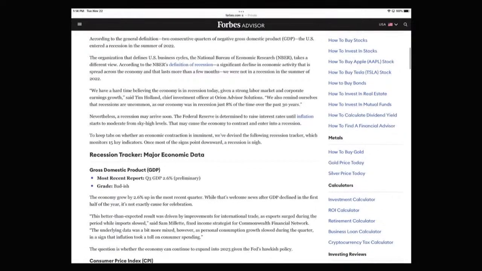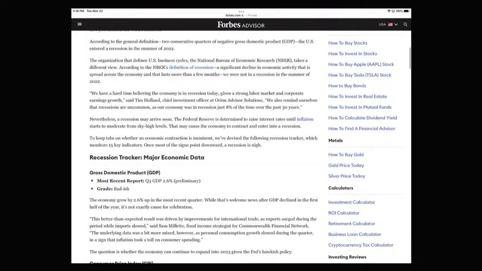All right, nonetheless, the recession may arrive soon. The Federal Reserve is determined to raise interest rates until inflation starts to moderate from sky-high levels. They may cause the economy to contract and enter into a recession. All right, look at that. To keep tabs on whether an economic contraction is imminent, we devised a recession tracker, which monitors 15 key indicators. Once most of the signs point towards a recession, it is nigh.